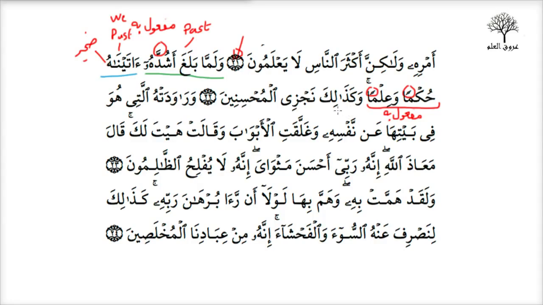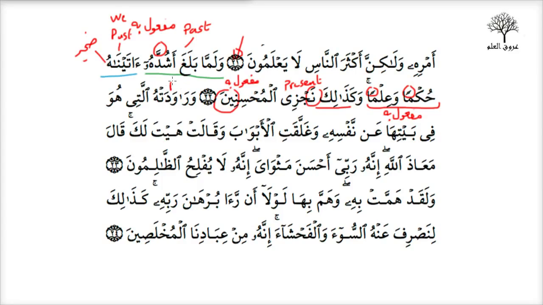وكذلك, so كاف is حرف الجر, ذلك is إشارة, نجزي is a present verb, we, نحن. And محسنين is the مفعول به, the object, and it's an اسم الفاعل. Okay, so محسنين مفعول به.